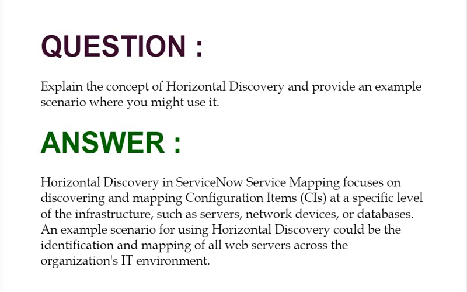Horizontal discovery in ServiceNow Service Mapping focuses on discovering and mapping configuration items (CIs) at a specific level of the infrastructure, such as servers, network devices, or databases. An example scenario for using horizontal discovery could be the identification and mapping of all web servers across the organization's IT environment.